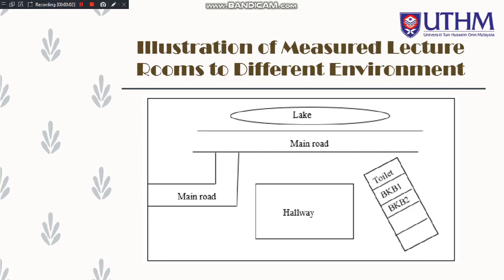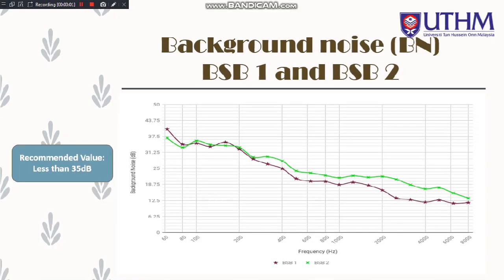Show an illustration of the lecture room BKB1 and BKB2. The lecture are near to the lake, corridor, waiting bench, and main road, where it can lead to the noise during peak hour. From this graph, it shows that lecture room BSB2 is higher than BSB1 because BSB2 is located near to the parking area.